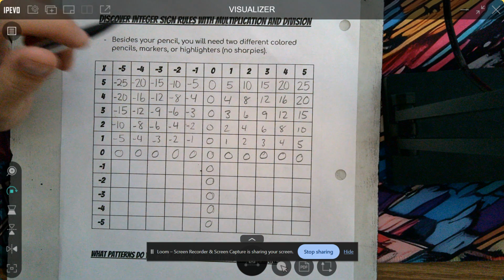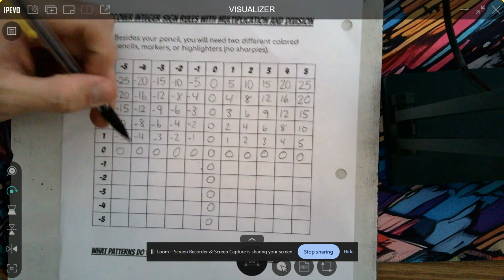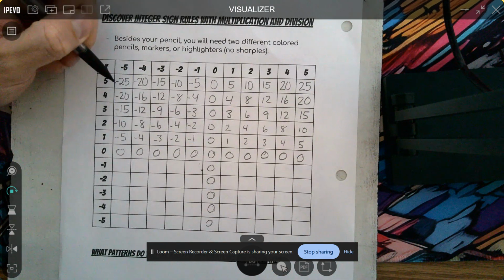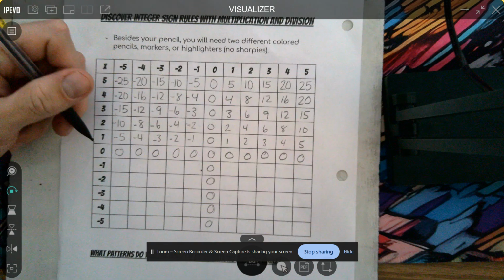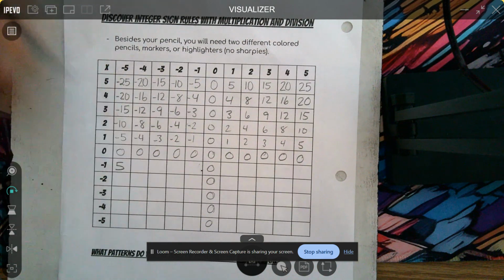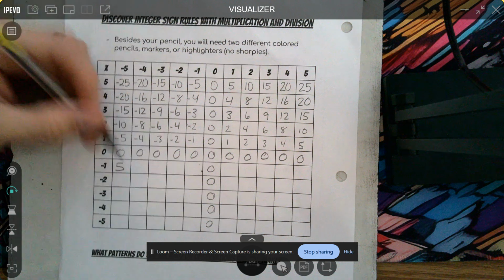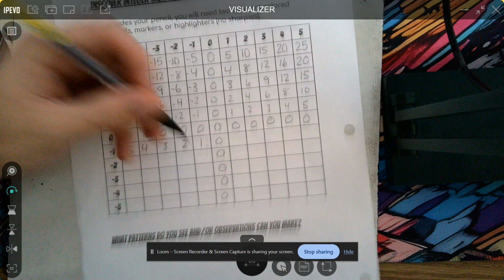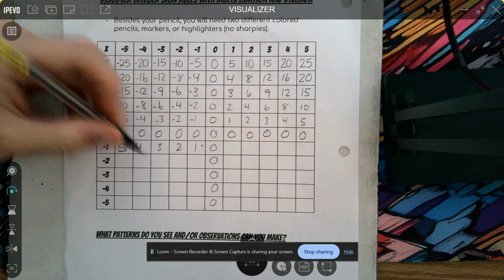Good. So now we're going to do the next quadrant. We have negative 1 times negative 5. Well, what do you get when you multiply a negative times a negative? You're going to get a positive. So all of these are going to be our positive answers. Negative 2 times all of those, you're going to get positive answers.